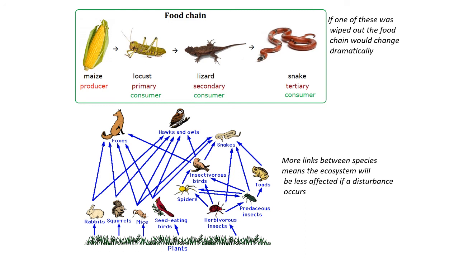So here we have a food chain, and if one of these was to be wiped out, the food chain would dramatically change. For example, if we got rid of the locusts, our food chain would dramatically change. If we look at this food web, the more links between the species will mean an ecosystem will be less affected if a disturbance occurs.